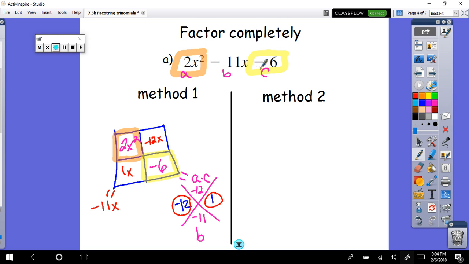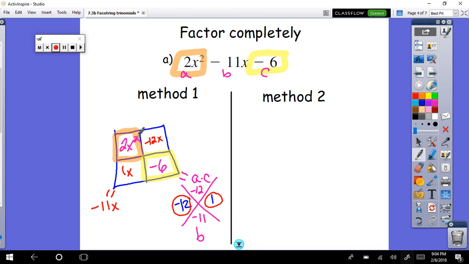So right now I have my trinomial up here, 2x squared minus 11x minus 6. So now you just need to figure out the outside of your box. A is no longer 1, so it's not just x squared times x squared anymore. You have to get 2x squared. The only way to make that is 2x times 1x. So where does the 2 go and where does the 1 go?